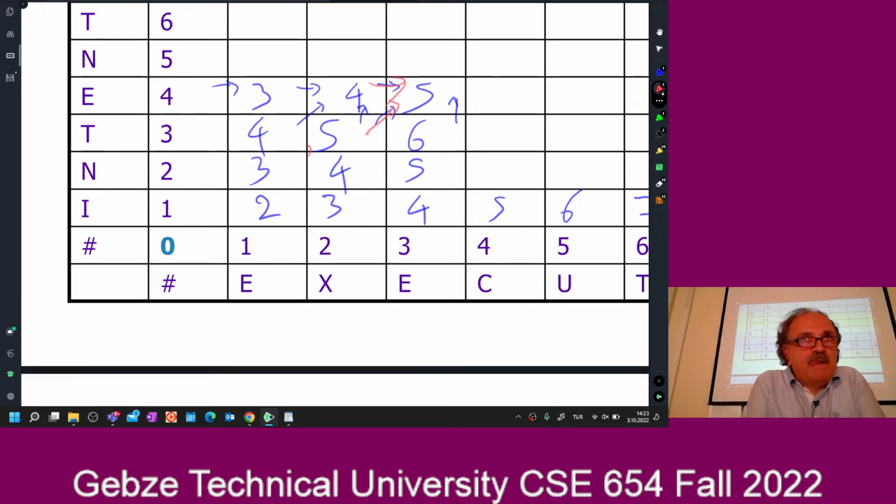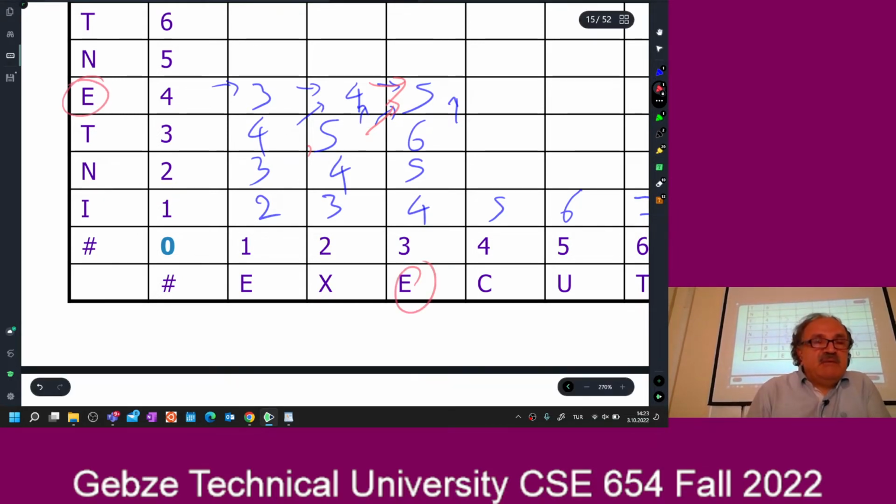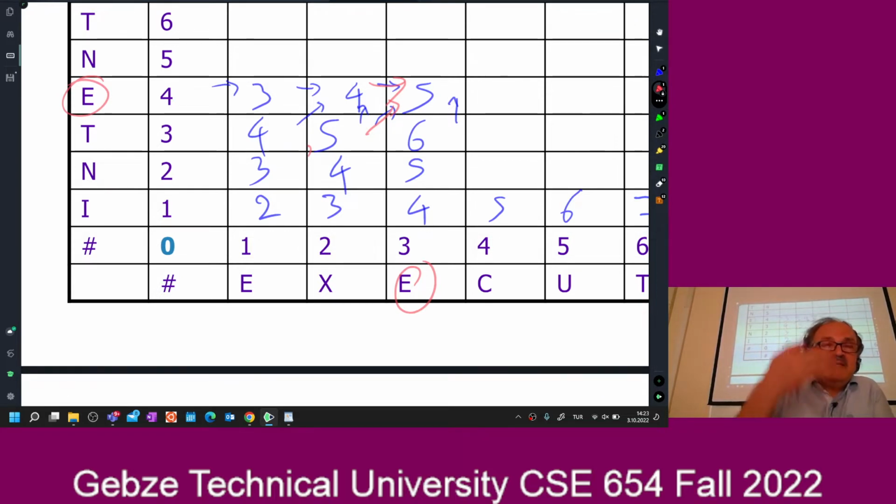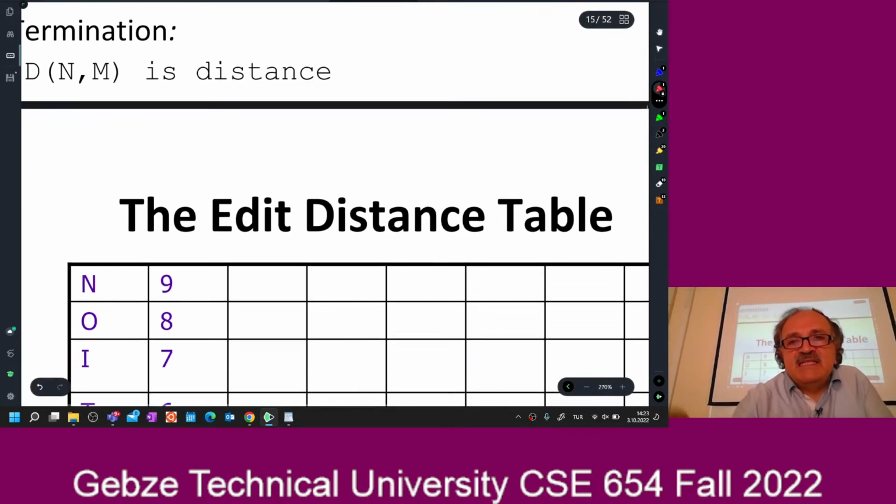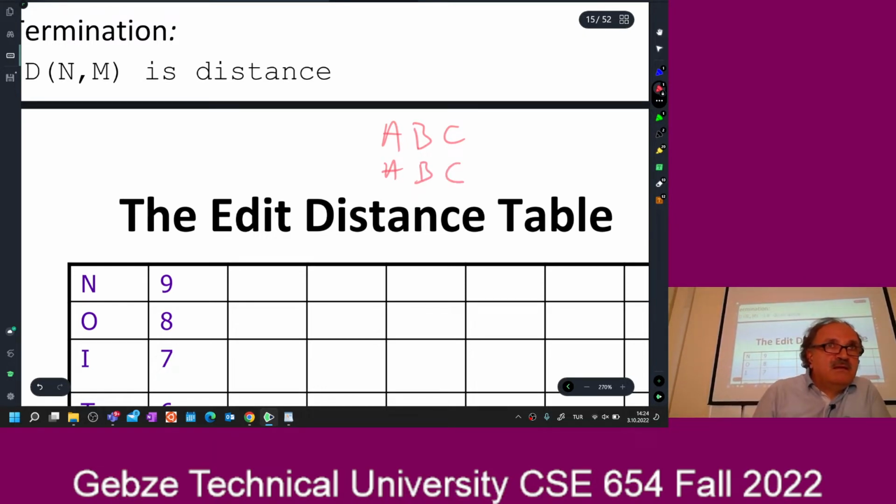Yeah. So why is replacing free? Well, I mean, replacing E with an E is free because I am not replacing anything. I am keeping that letter. I am not overwriting it. I am not deleting and inserting it, right? What is the edit distance between A, B, C and A, B, C? You tell me. 0. Why? Because I am not replacing anything.